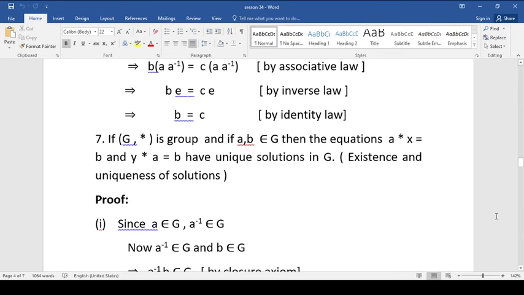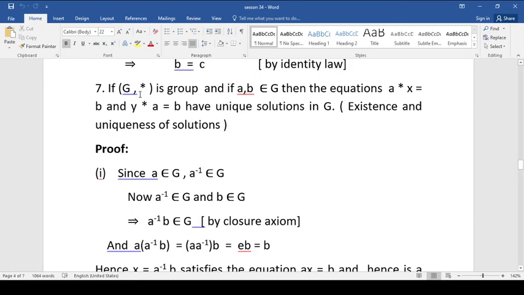And the seventh property: if (G, star) is a group and a and b belong to G, then the equations a into x is equal to b and y into a is equal to b have unique solutions in G. That is existence and uniqueness of solutions.